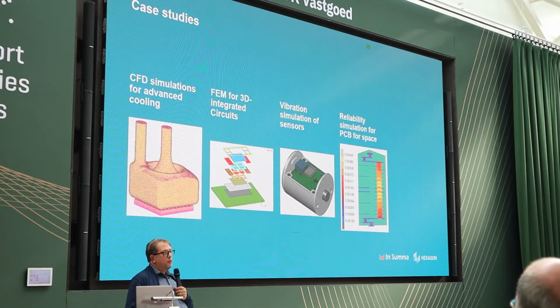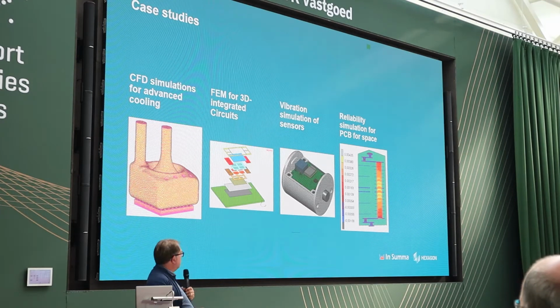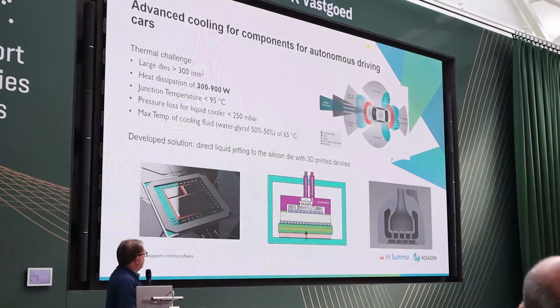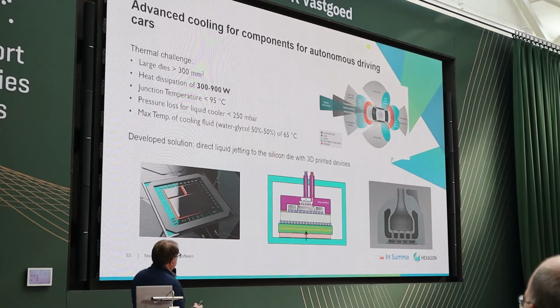Here I have a few use cases, just a few of them. I could have many, many more. The first one is a very advanced cooling device for processors, GPUs, CPUs, where we used the Cradle software to optimize the structure. It was a project for processors to be used in level 5 autonomous driving cars, so a lot of power is dissipated: you can understand 300 to 900 watts.